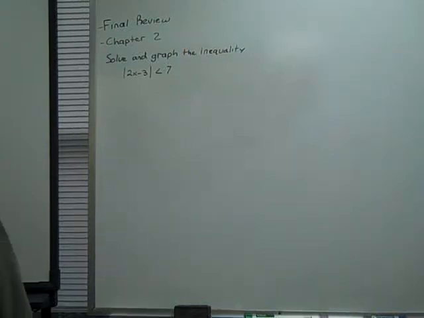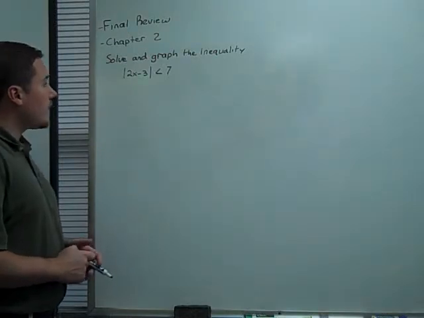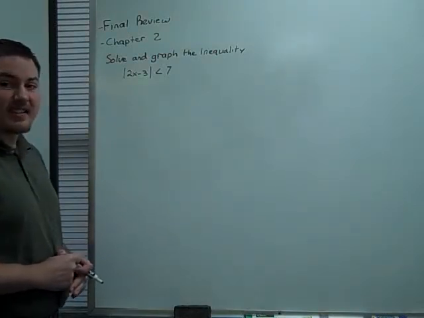For this next problem from chapter 2, we're going to solve and graph the inequality absolute value of 2x minus 3 is less than 7.